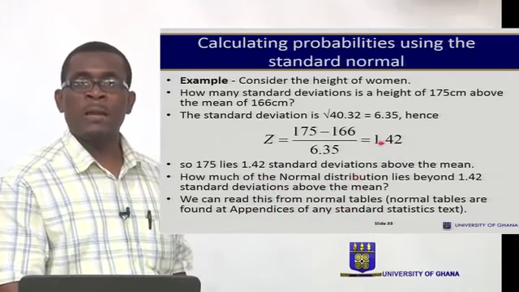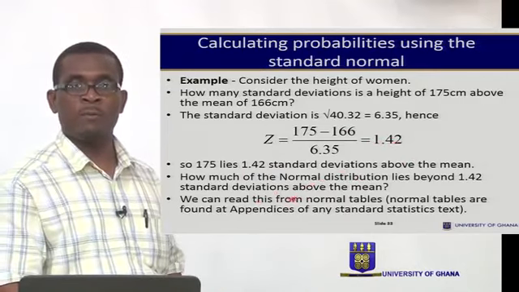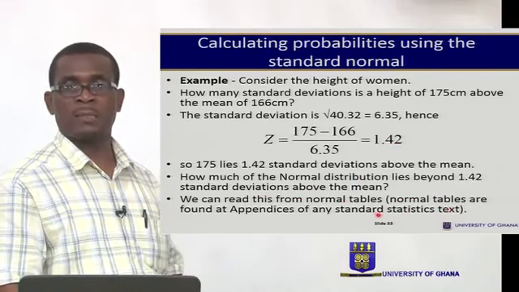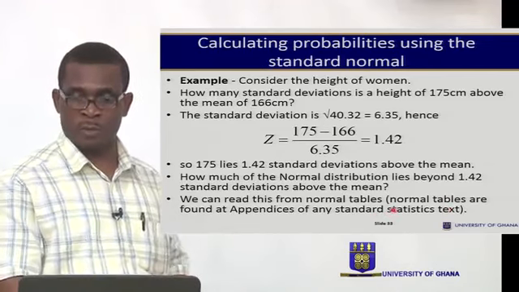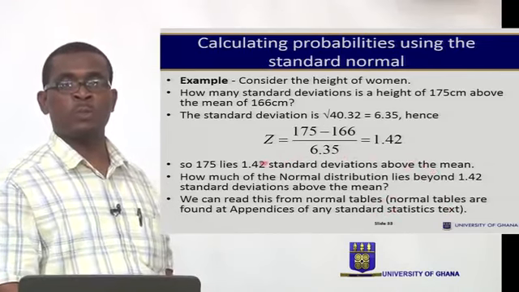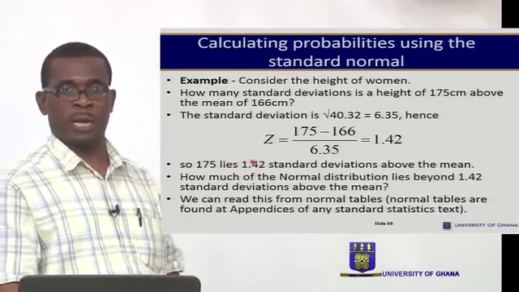So once you are able to find the z value, you can read from the table. And we can read this from the normal tables. The normal tables are found in any standard statistics text, and I'll illustrate how it is done. Now, since we're saying that the distribution is symmetric, it's a bell shape, that curve.